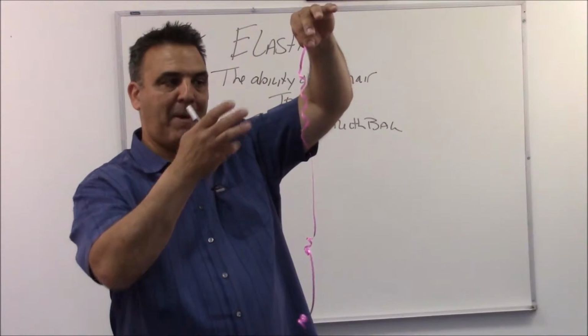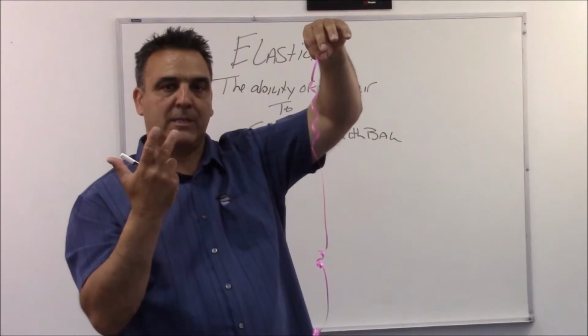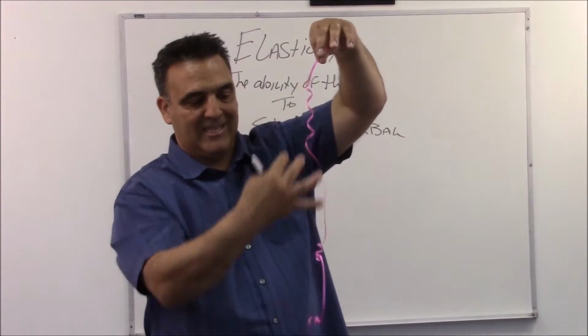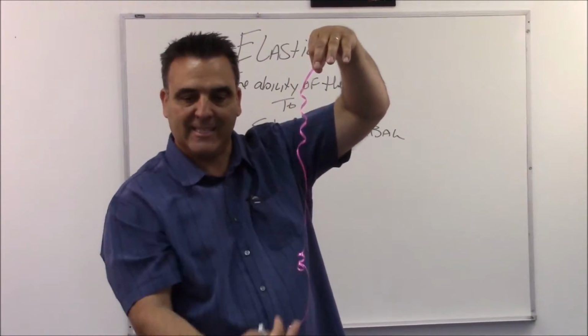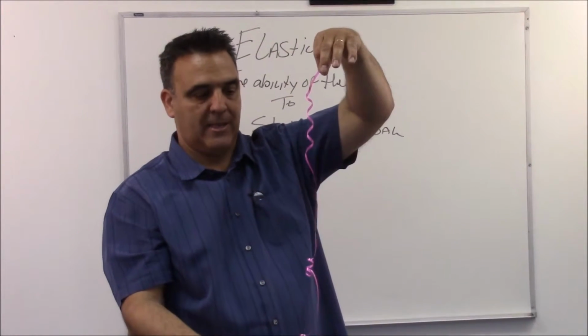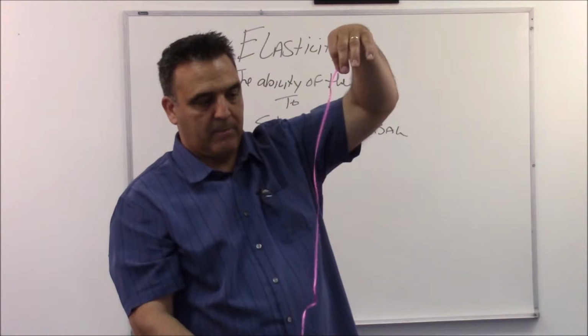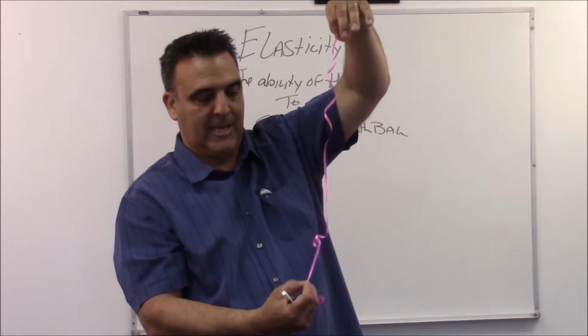Again, it ties back to manageability. If your hair is unmanageable and you're trying to straighten it and you can't get it to straighten, this is the reason why. Your elasticity has been compromised. The hair may stretch, but does it revert back consistently? And you see what happens.